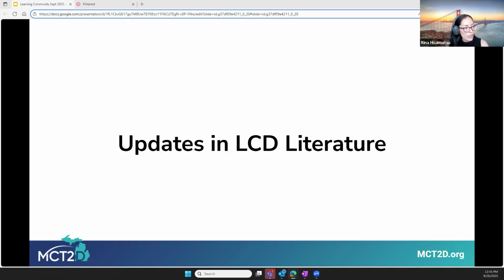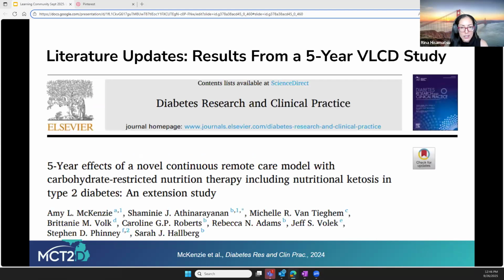All right, so let's talk a little bit about some updates in the literature. So actually, I'm really excited to talk a little bit about this. One of the limitations in low-carb diet research is the lack of longitudinal studies. And I was actually excited when I first came across this publication from Virta Health. So they recently published outcomes of their 5-year study. This was a 3-year extension of their original 2-year study.